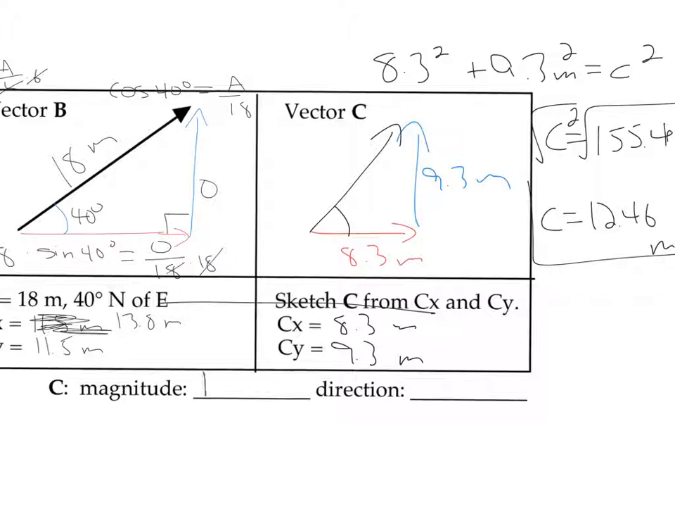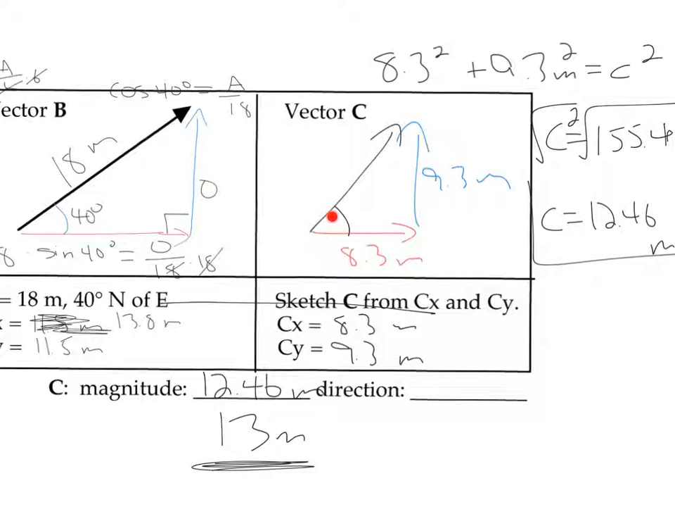So I come down here, I put my magnitude as 12.46 meters, and the answer sheet, they round this up to 13 meters. So don't worry if you got 12.46, you got it right. That's even a more accurate, precise answer. So then we want to find a direction.